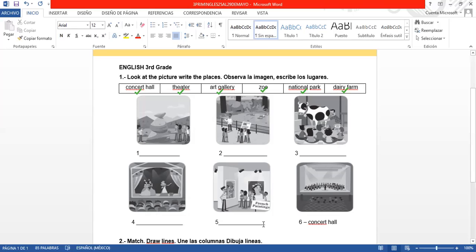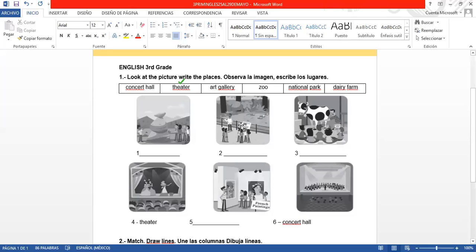All right, now for theater, which is the second word that we have up here. For theater, we're going to pick number 4. Theater is more like a place where we go to see a play, where we see actors on stage performing some sort of play. So that's what we have in number 4. We got theater right there.